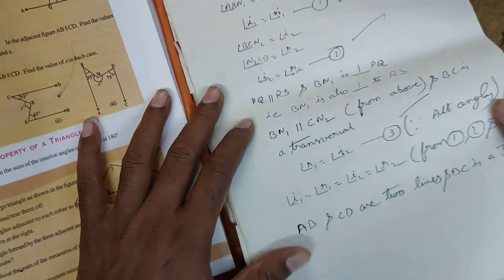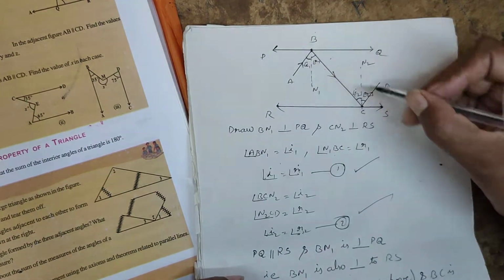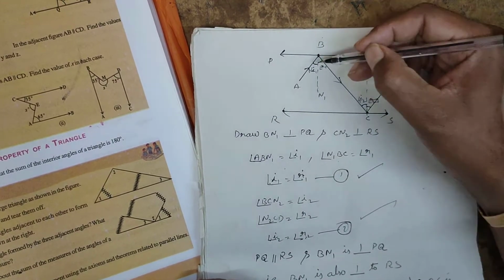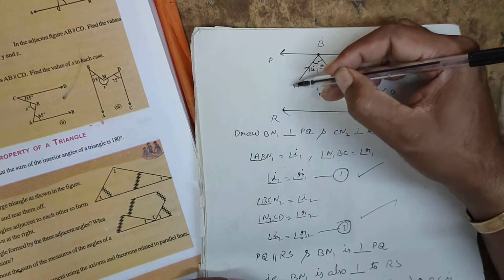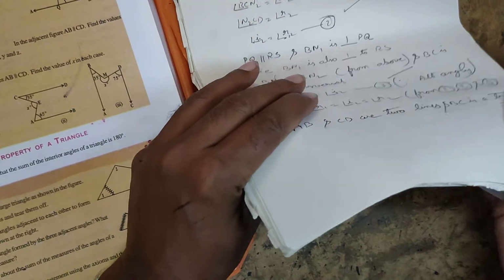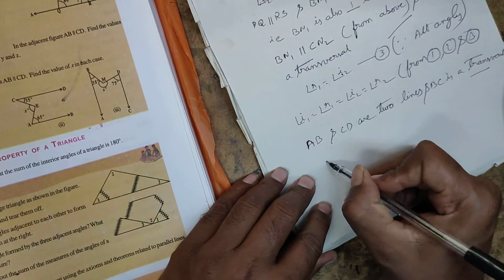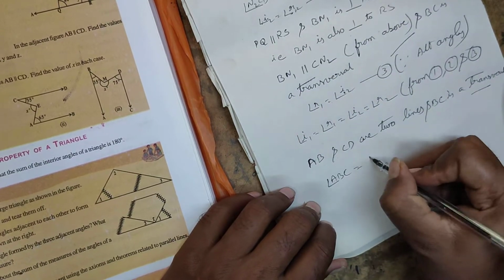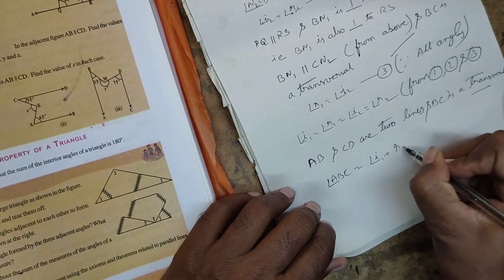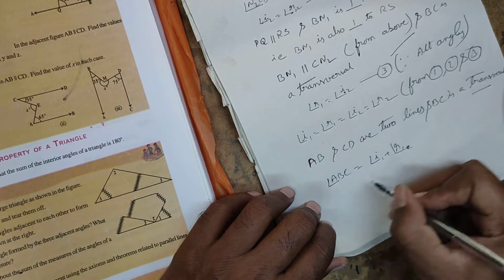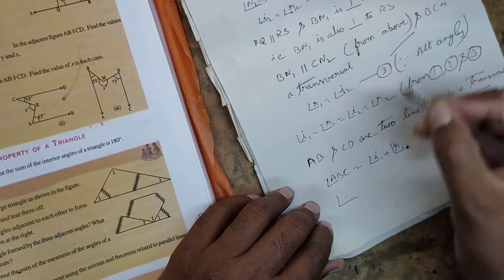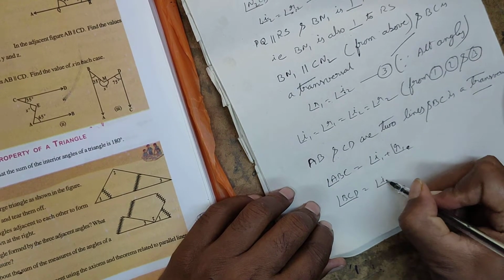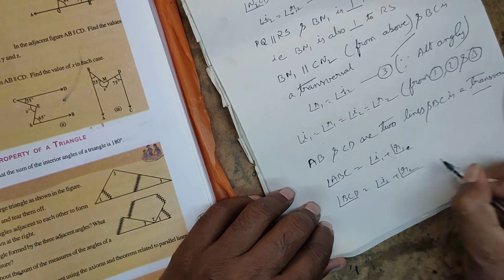BC is a transversal. Now see the diagram here. AB is one line, CD is one line. BC is a transversal. Then this one means angle ABC. Angle ABC becomes what? Angle I1 plus angle R1. Okay. Angle BCD becomes angle I2 plus angle R2.